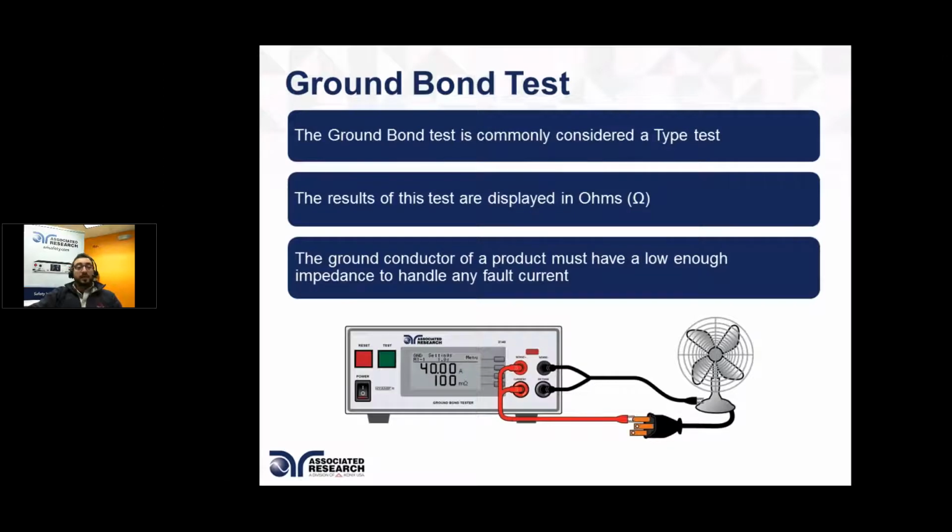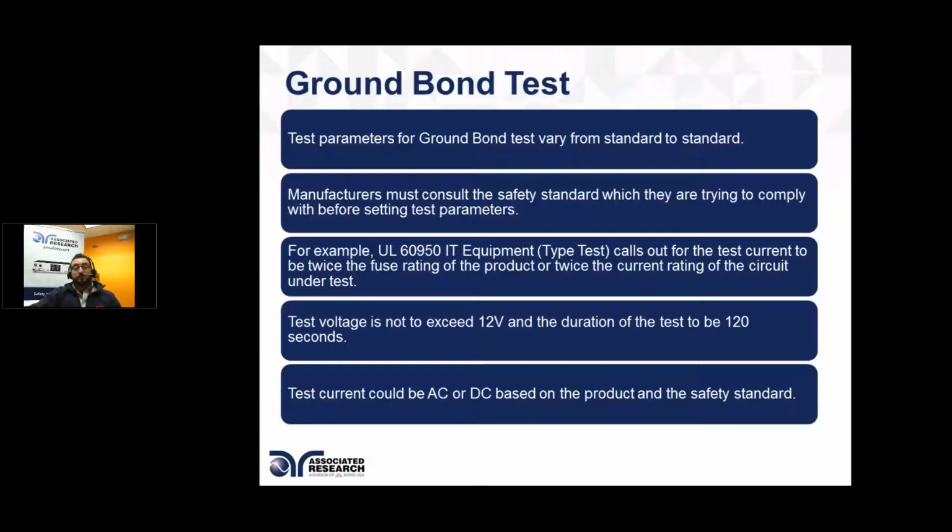So again, the ground bond test is commonly considered a type test. However, we've seen a lot of users of our equipment performing ground bond tests in various industries as a production test, instead of a continuity test, just to verify and maintain top quality of their products. So the results are displayed in ohms. It's usually milliohms because it's a very small resistance value. And again, the ground conductor of a product must have a low enough impedance to handle any fault current that it's exposed to in case a fault occurs.